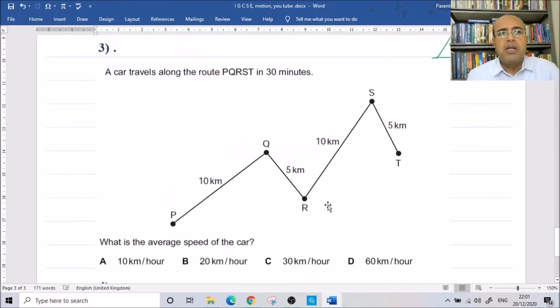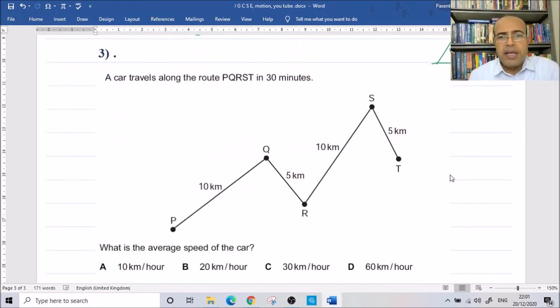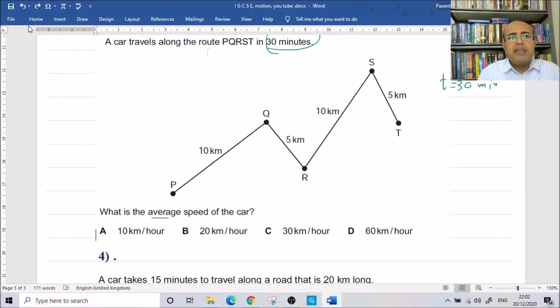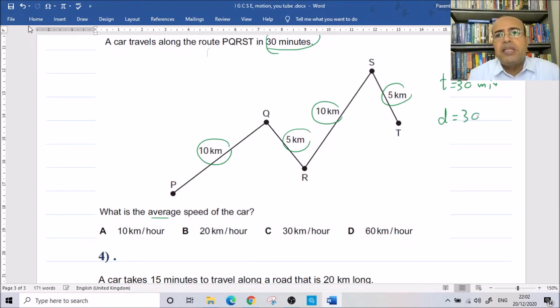Next question. A car travels along this path in 30 minutes. So the time here is 30 minutes. What about the total distance? Because it's average speed, we need the total distance. So the total distance is 10 plus 5 plus 10 plus 5. So 10 plus 10 is 20, plus 10 equals 30 kilometer. And the time is 30 minutes. We need the answer in kilometer per hour. So we have to convert minute to hour. Divided by 60, it becomes half an hour.